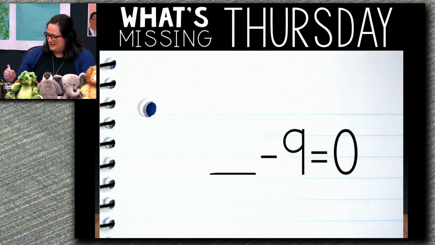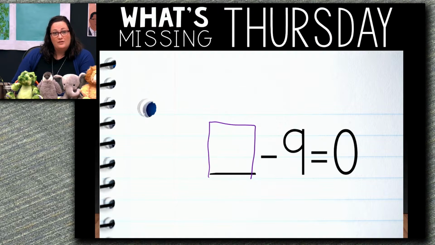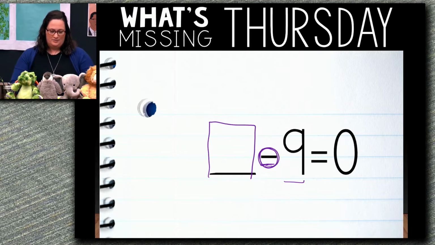So I see that it says blank minus 9 equals 0. What do we know? We know that we're going to be taking an amount away, right? This says minus. And how many are we going to take away? 9. And how many are going to be left? 0. Think about that for a minute. If I have a pile and I take 9 away and there are none left, how many did I take away?